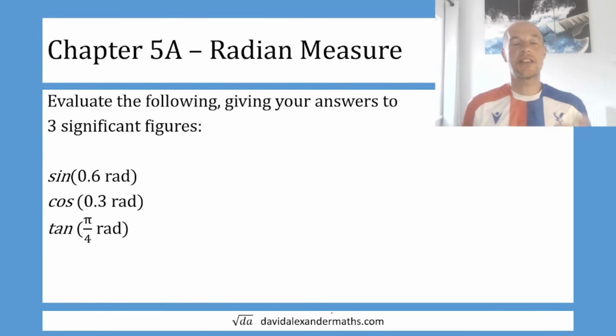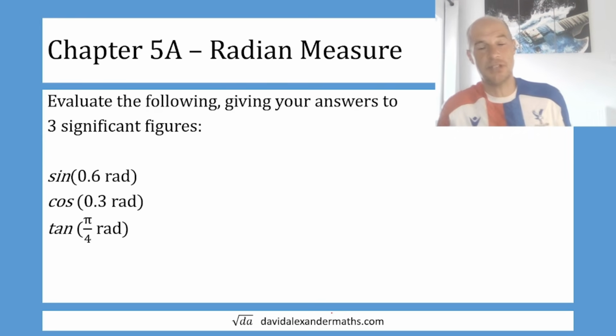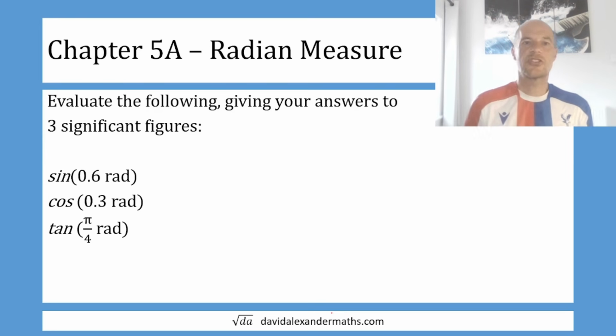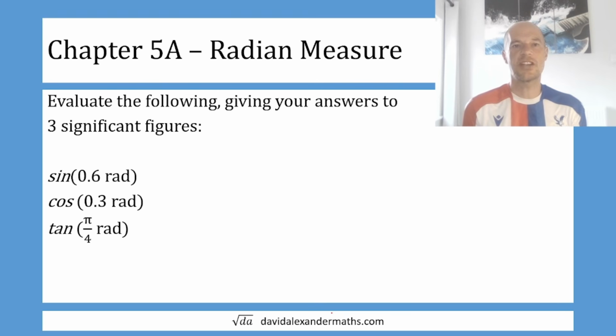Okay, so in chapter 5A they just want to make sure that you can use your calculator and do some fairly simple calculations, because if we can't do this then some of the trigonometry and the differentiation and integration later on will become a bit of a struggle. So what is the sine of 0.6 radians? The most important thing is to make sure that your calculator is in radians and not degrees.